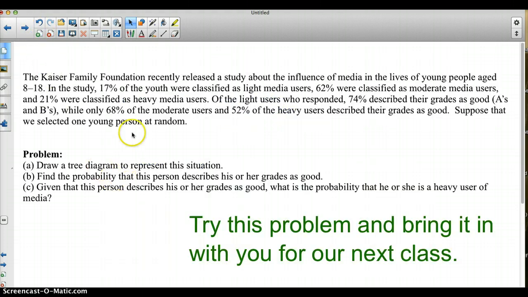So I want you to try this problem, and I want you to come in, I want you to answer questions A, B, and C here. So I want you to come in with a tree diagram, find the probability that this person describes his or her grades as good, and given that this person describes his or her grades as good, what is the probability that she or he is a heavy user of media? So give it a try, just do it in your notebooks. We'll go over it in class when we have class next.